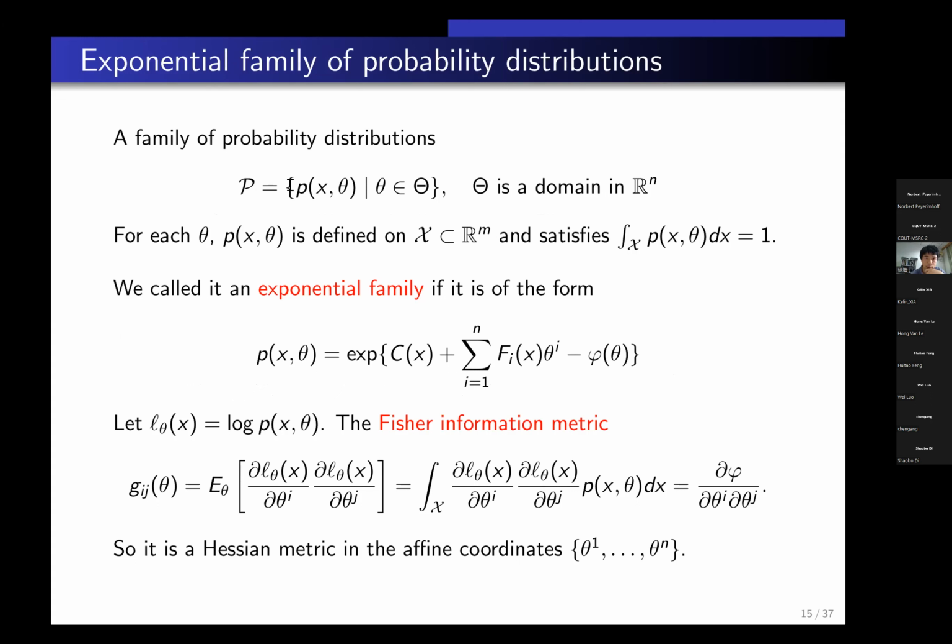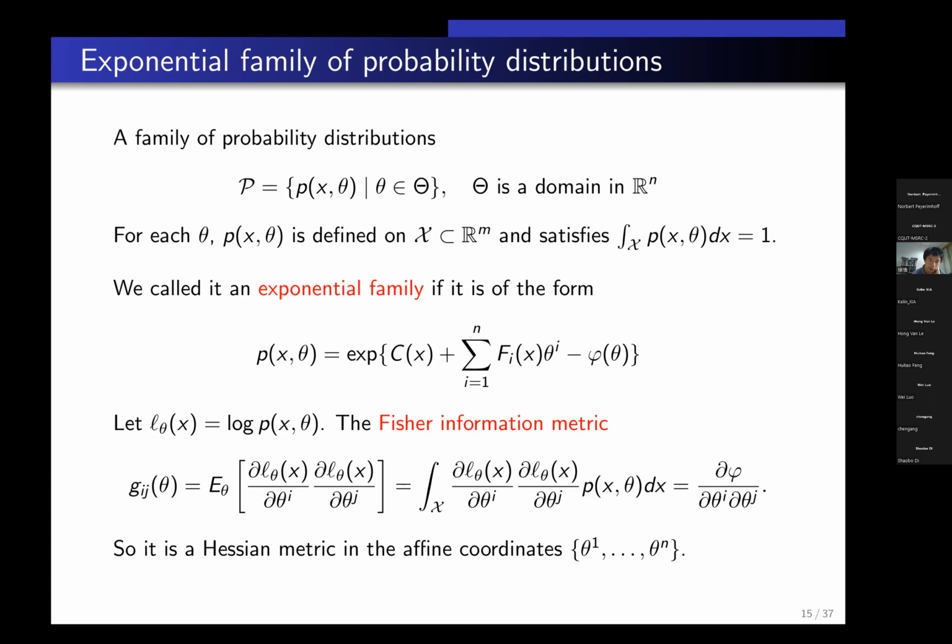Let me just review this definition of the probability distribution. The parameters are given by x and theta. The manifold parameter is just this theta, which lies in a domain of Euclidean space, and the probability distribution is of this form, right? If I write log p as L theta, then the famous Fisher information matrix is given in terms of this expectation, right?